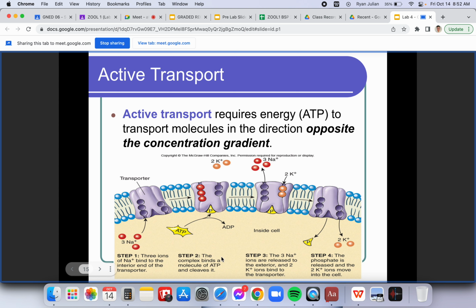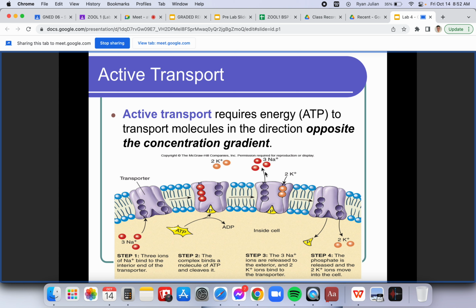And as for step two, the complex binds a molecule of ATP and cleaves it. So when we say cleave, it is the process of splitting ATP into adenosine diphosphate. Like what I said a while ago, once the 3Na+ have been bound on this substrate, it will give rise to the production of ATP. And for step 3, the 3Na+ ions are released to the exterior and 2K+ ions bind to the transporter, which is displayed in these phenomena that we have here.